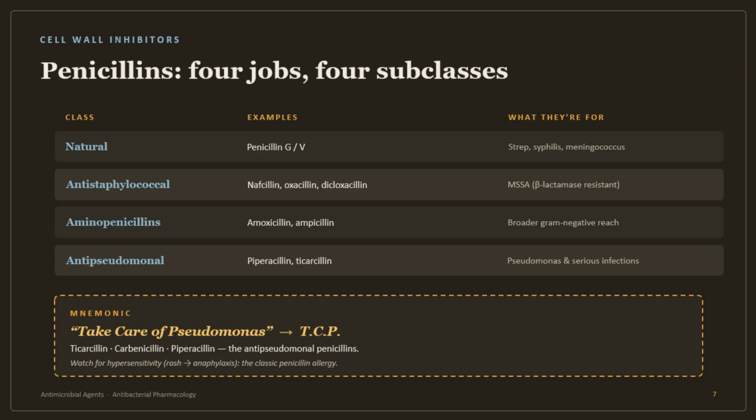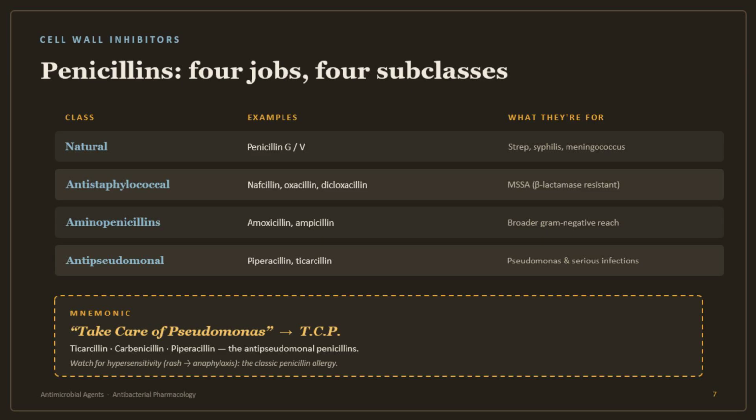Third, the aminopenicillins, amoxicillin and ampicillin, which extend your reach into gram-negative territory. And fourth, the anti-pseudomonal penicillins, piperacillin and ticarcillin, your heavy hitters for Pseudomonas and serious infections. And here's the mnemonic for that last group. Take care of Pseudomonas, TCP: ticarcillin, carbenicillin, piperacillin.